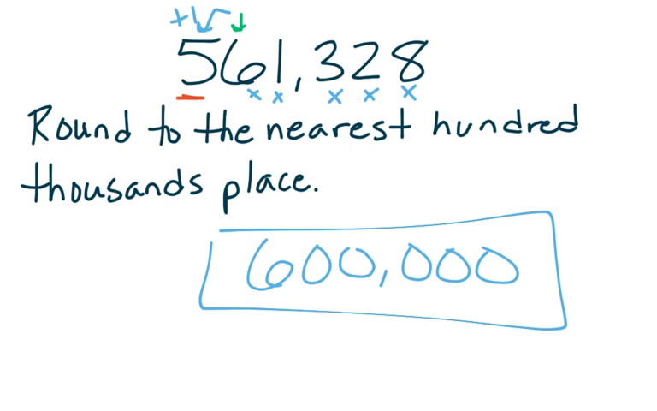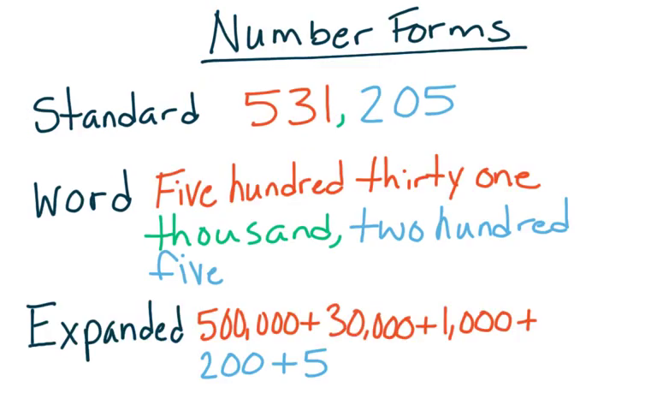All right. The next thing that we're going to look at is the different ways that we can read and write numbers. So we have 3 different number forms. We have standard form, word form, and expanded form. And I want to point out a few things about these 3 different forms. The first thing is standard form. That's just your normal way that you see numbers. And notice how the different colors represent the different periods. So my 531 is in my thousands period, and my 205 is in my ones period.